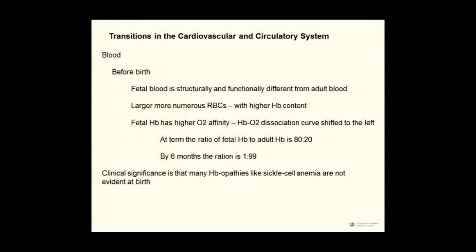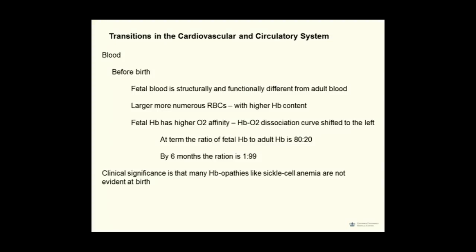Fetal blood versus neonatal and then infant blood. So before birth, fetal blood is very, very different from adult blood, both structurally and functionally. The fetus has larger red blood cells, it has more numerous red blood cells, and it has a higher hemoglobin content for every red blood cell. And the hemoglobin that a fetus has is fundamentally different from adult hemoglobin. It is what we call fetal hemoglobin.